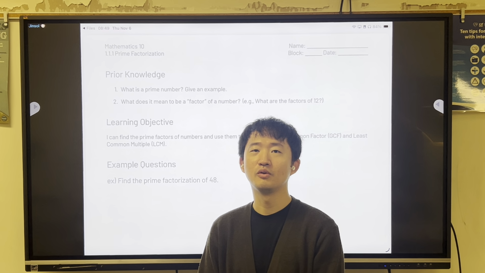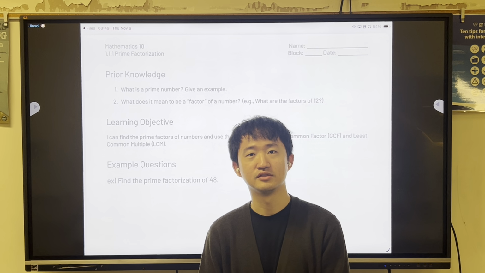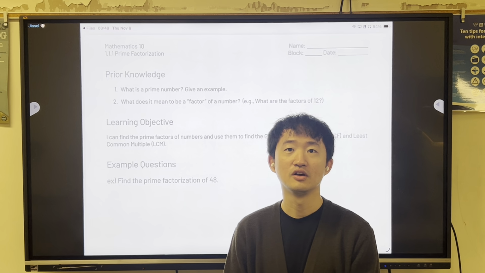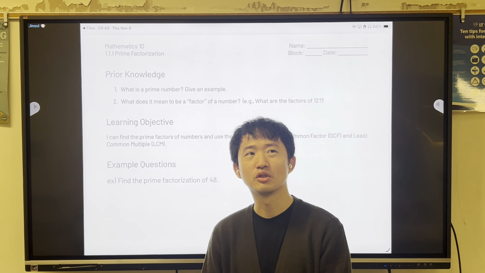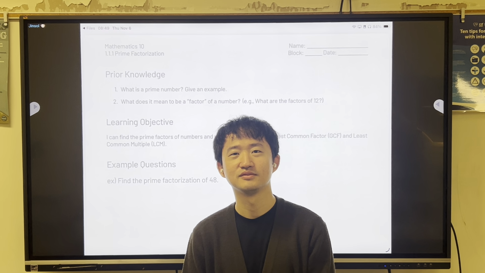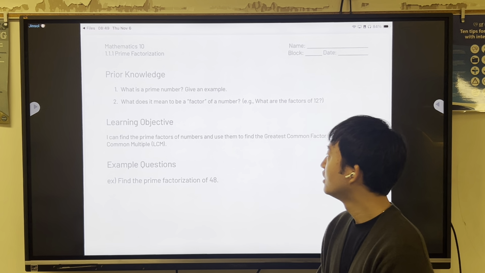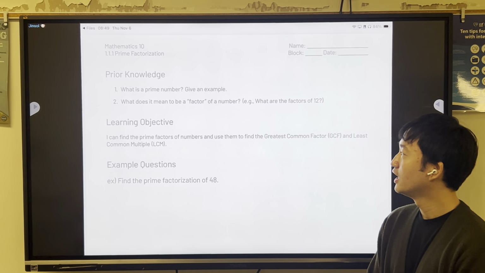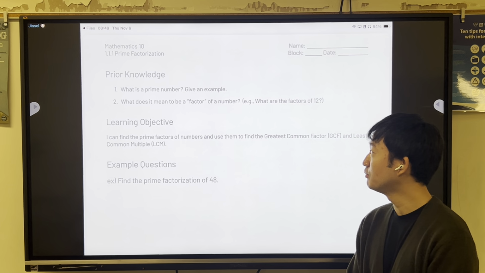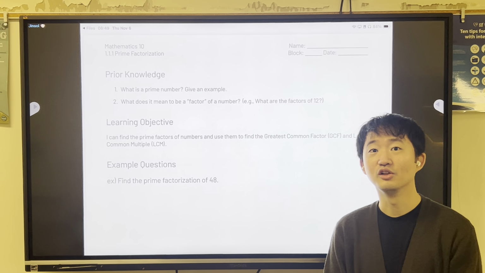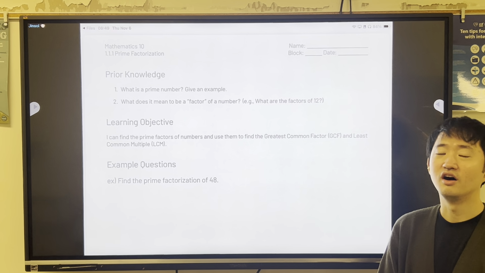We also need to know what the factors of a number are. For example, what are the factors of the number 12? Well, I can think of 1, 2, 3, 4, 6, and 12. After this video, you'll be able to find the prime factors of numbers and use them to find the greatest common factor and the lowest common multiple of multiple numbers.